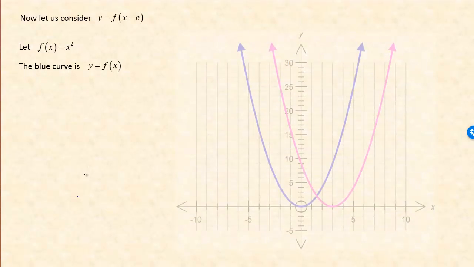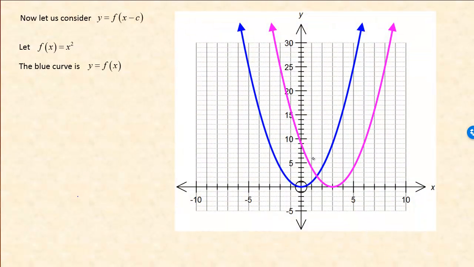Now let's consider y equals f of x minus c, and this is the first of the transformations we're looking at where the constant acts directly on the x rather than the function as a whole. So we'll look at f of x is x squared, and the blue curve here is y equals f of x, y equals x squared, and then we've got the pink curve here as well. Now, if we look at these 2 points, we can see that this has moved from 0, 0 to 3, 0. So it's moved 3 units across to the right.